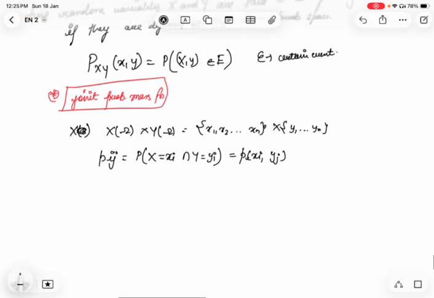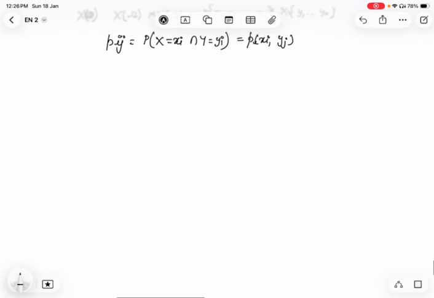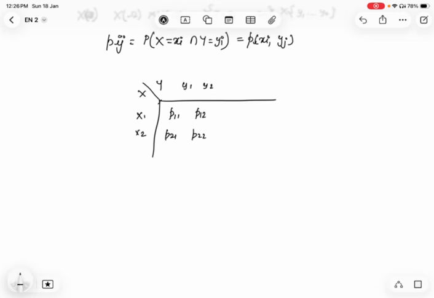Okay, and how will you write it in a table? I write it in the form of a table: this is x, this is y, with y1, y2 and x1, x2, and entries p11, p12, p21, p22. What does it mean? It is p1., p2., p.1, p.2.